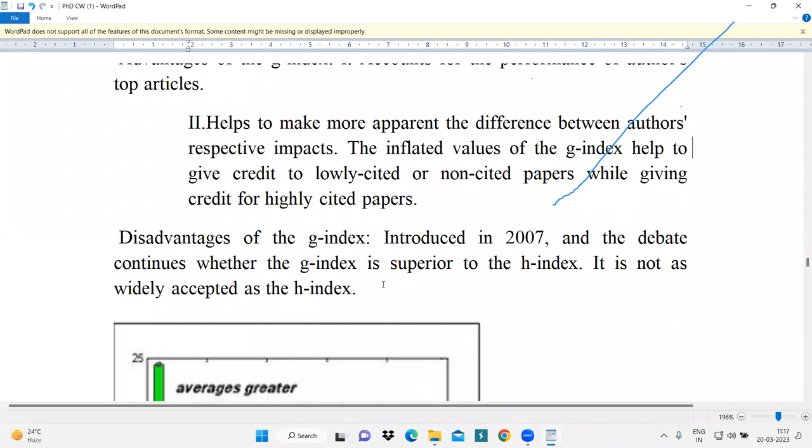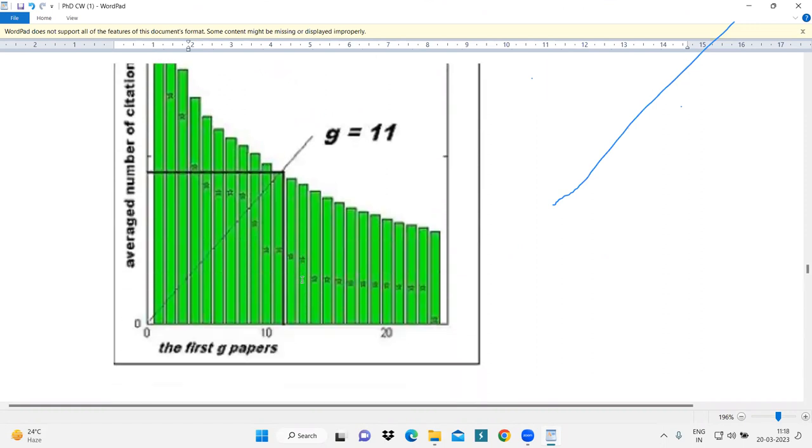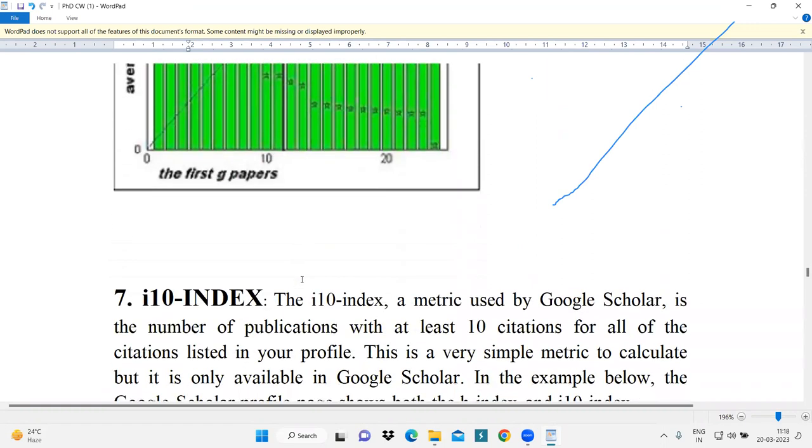It was introduced in 2007, and the debate continues whether the G index is superior to the H index, and it is not as widely accepted as the H index. So the H index is more widely accepted than the G index, and the debate is going on about which one is superior. We will move to the I-10 index.